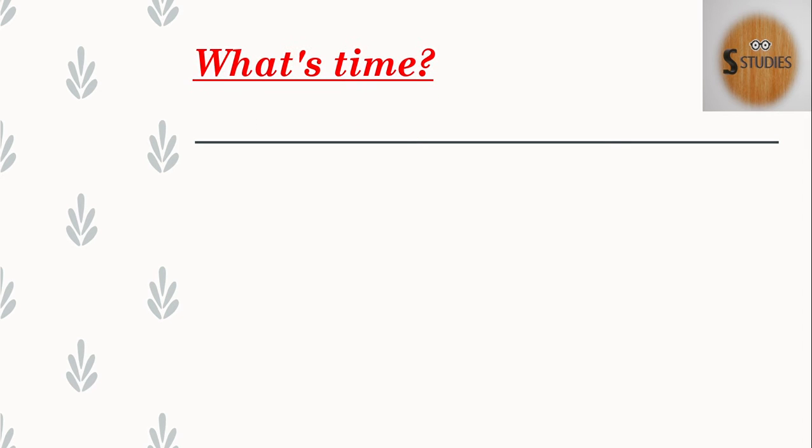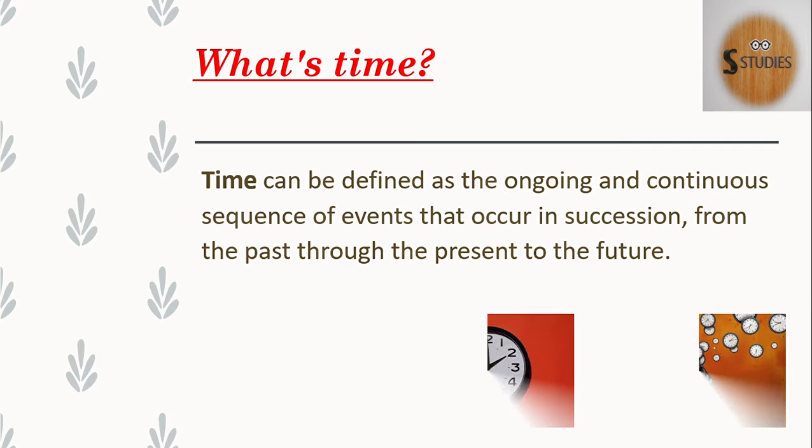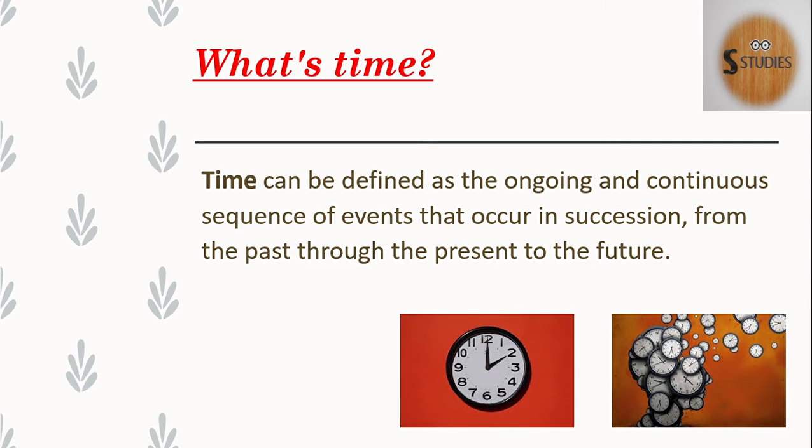What's time? First, let's get into the clear definition of what's time. Time can be defined as the ongoing and continuous sequence of events that occur in succession from the past through the present to the future. This is what we call time.